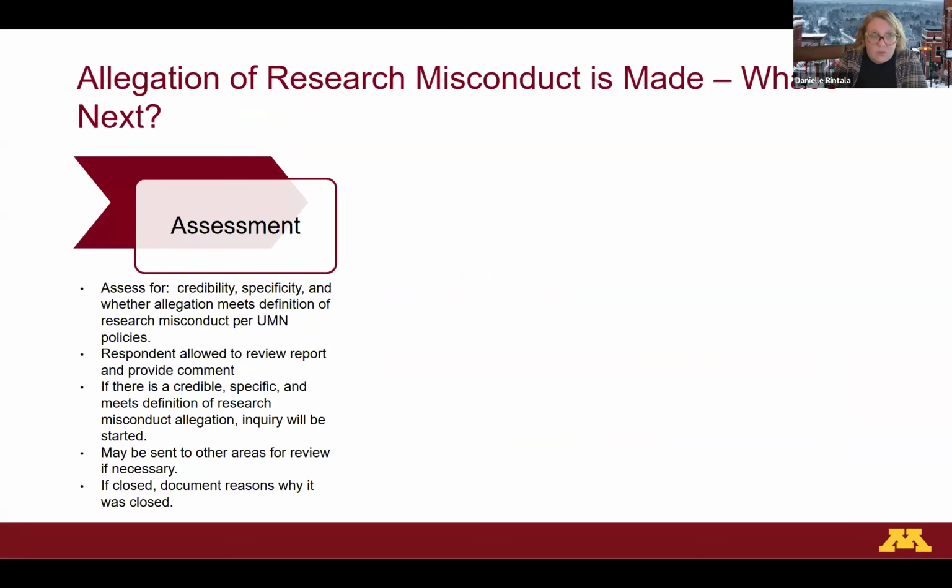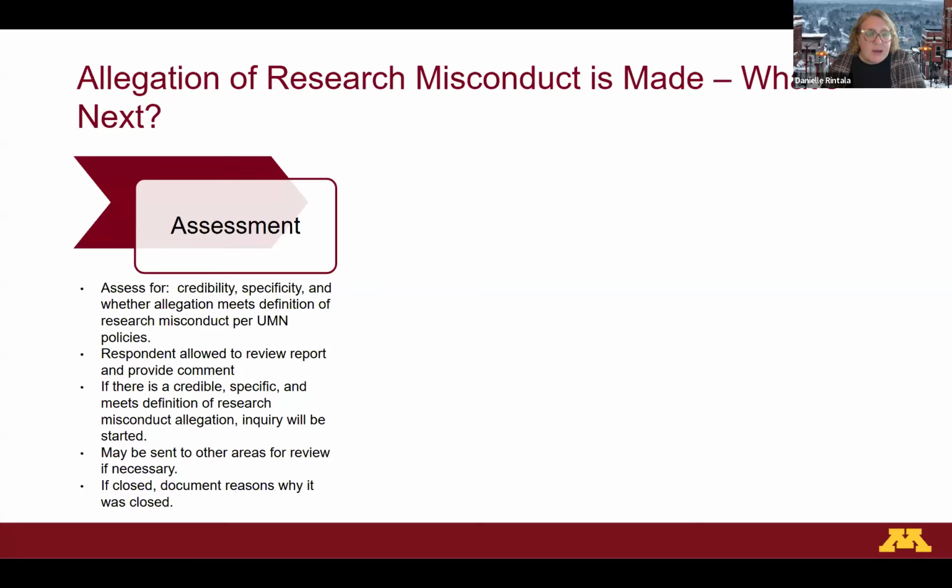And so, what happens once we get that allegation? Well, we have a process that we have to follow according to both our institutional policy as well as federal regulatory policy. So, even if we have a research misconduct allegation that's not subject to the federal regulatory requirements, our policy dictates that this is the process that we follow. We're being consistent by following the same process each time, so that way allegations are treated the same.